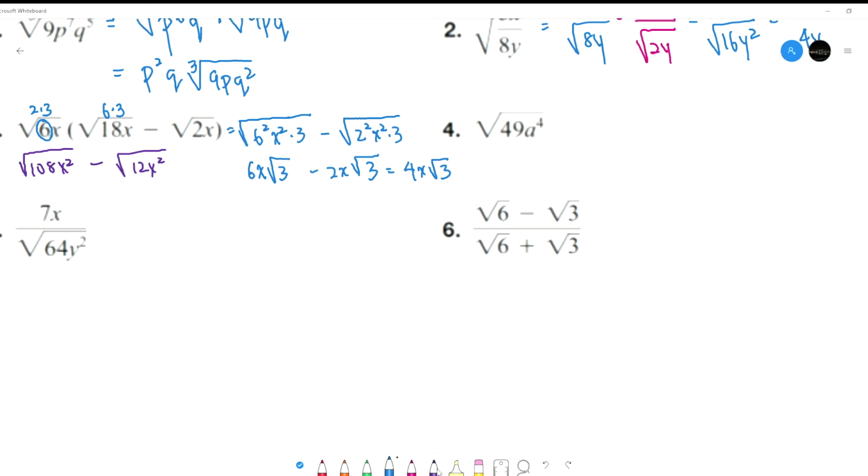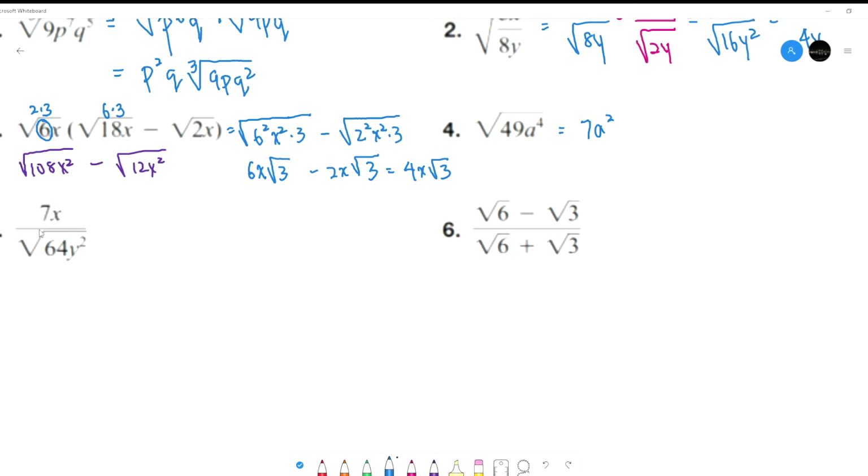Number 4. This one was pretty simple, right? There's not much to do. I don't even need to write the radical. We could just jump right into it. Radical 49 is 7. Radical a to the 4th is a squared. That should only take you like 2 seconds.